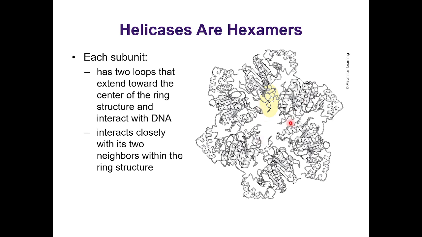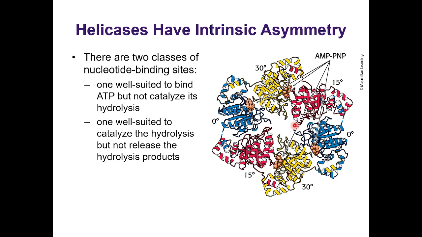Fantastic. Does anybody know what those kind of look like? Remember our phosphate loops that we looked at a lot before? Look a lot like that, don't they? Because they have similar purposes. So again, there's going to be 2 classes of your nucleotide binding sites. One is going to be well suited to binding the ATP but does not catalyze its hydrolysis. The other one is well suited to catalyzing the hydrolysis but does not release the hydrolysis products.